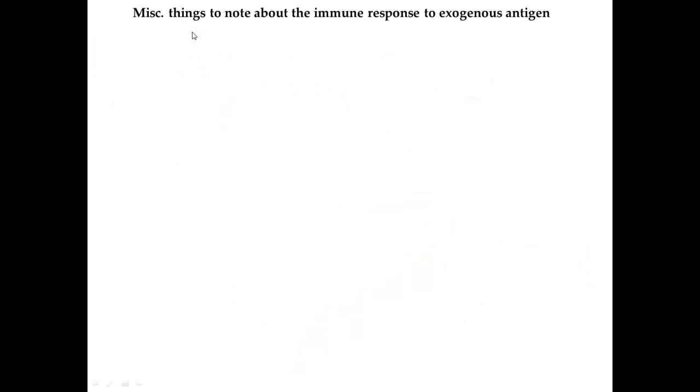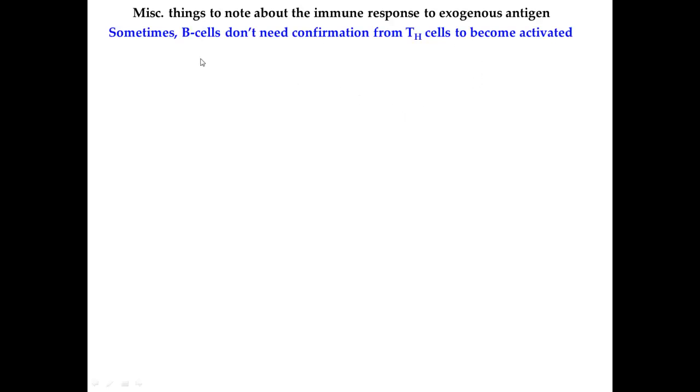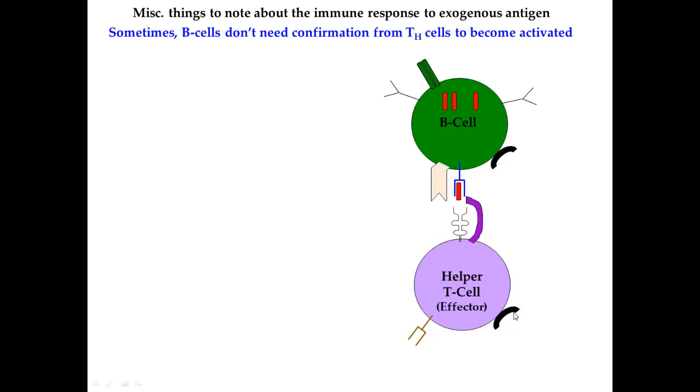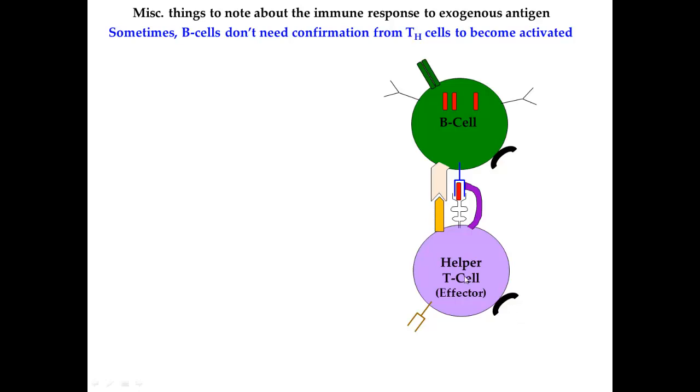There are a few other details that you should note about how the immune system responds to exogenous antigens. Sometimes B cells don't require confirmation from helper T cells to become activated. We learned that B cells, after they take in an antigen, will load a fragment up onto MHC2 and wait for confirmation from helper effector T cells. If that helper effector T cell then recognizes that antigen, it will express the CD40 ligand and cytokines that activate that B cell.